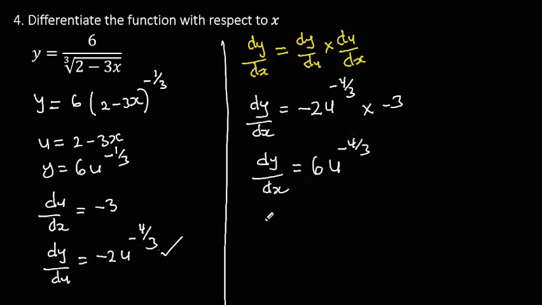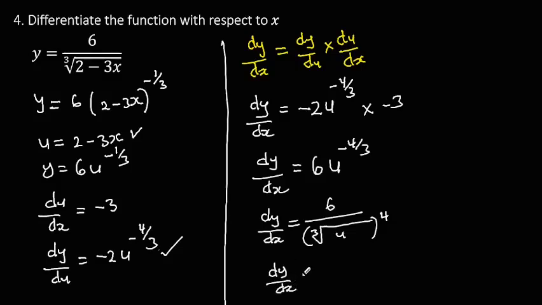Using the negative power law of indices and the fractional law of indices, we can rewrite our function as change in y due to change in x is equal to 6 over u, you find the cube root, then you raise it to the power of 4. But our u was equal to 2 minus 3x, and therefore the final derivative, that is change in y due to change in x, is equal to 6 divided by the third root of 2 minus 3x, in brackets, raised to the power of 4. And this is the final derivative of a y composite function.